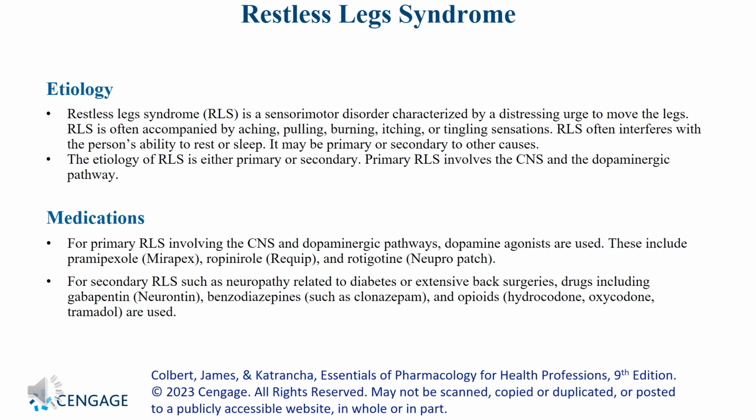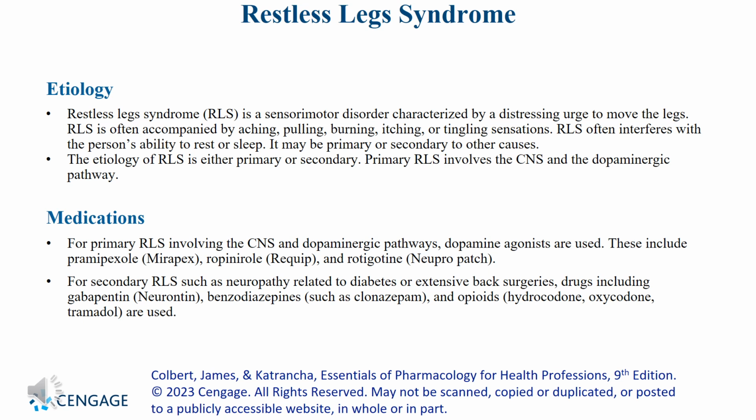Restless leg syndrome. What is the etiology of it? Restless leg syndrome is a sensory-motor disorder characterized by a distress and urge to move the legs. RLS is often accompanied by aching, pulling, burning, itching, or tingling sensations. RLS often interferes with a person's ability to rest or sleep. It may be primary or secondary to other causes. The etiology of RLS is either primary or secondary.